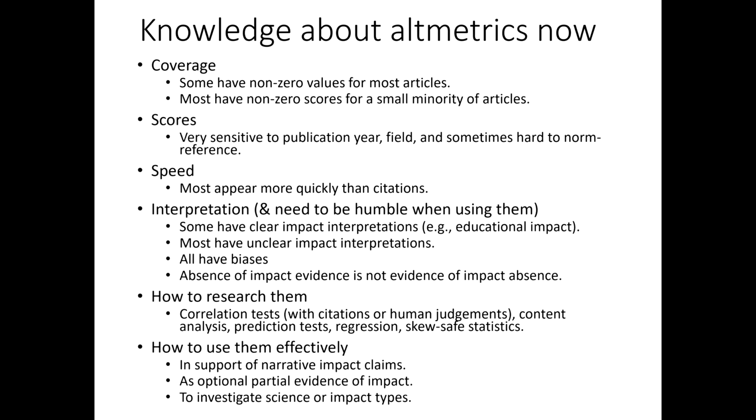Altmetrics are good as optional partial evidence of impact. So using the scores to show that impact has happened, but not using the absence of scores to show that impact hasn't happened. So one way is okay, the other way isn't okay.